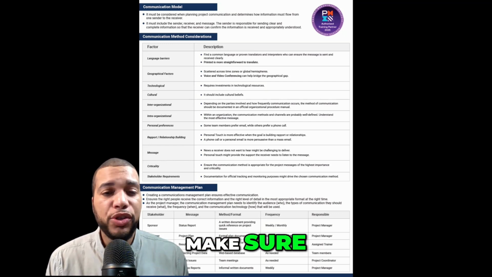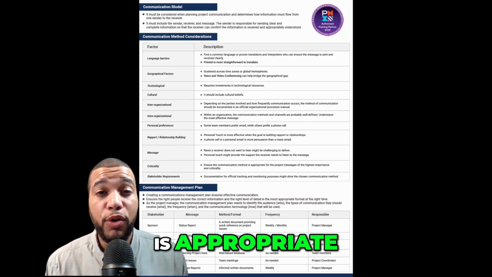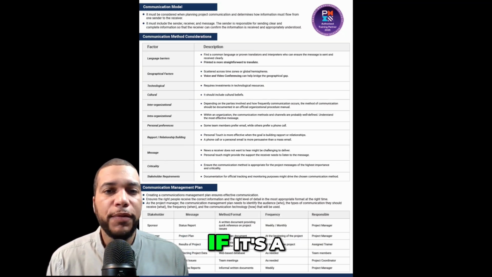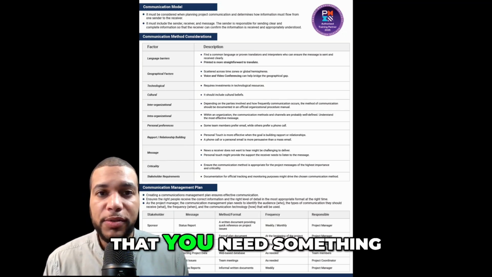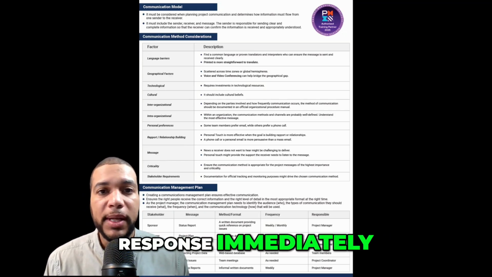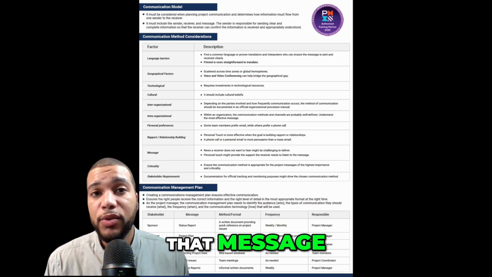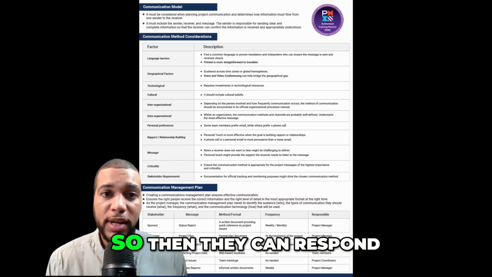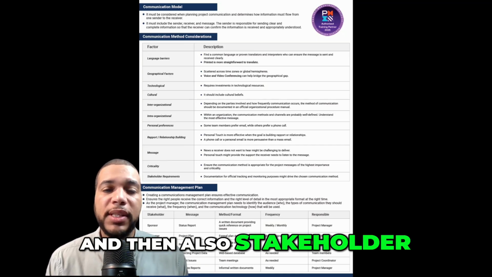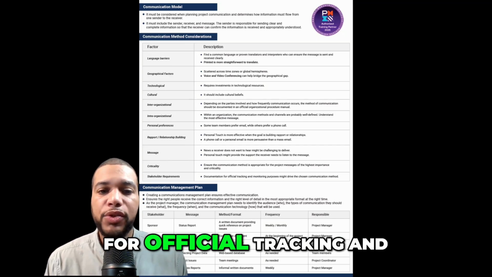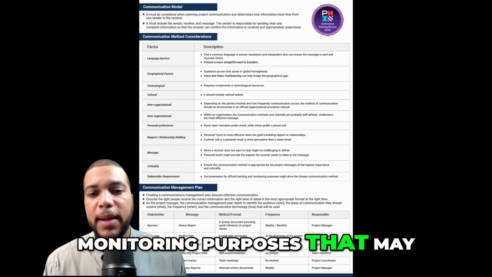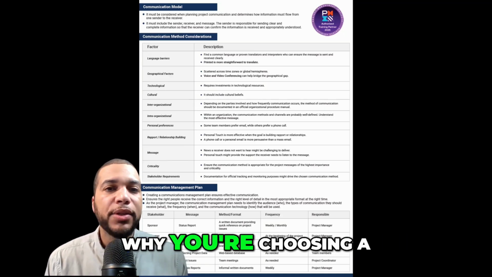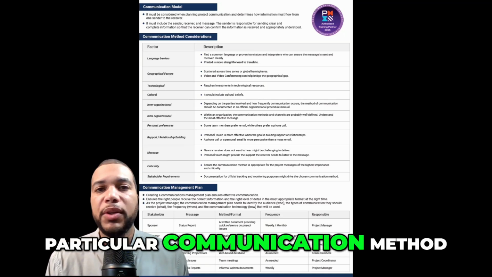And criticality, make sure that the communication method is appropriate to the project message and the importance and criticality. So if it's a very mission critical message where you need a response immediately, you need to mark that message or you need to inform the receiver how important that message is so then they can respond. And then also stakeholder requirement, documentation for official tracking and monitoring purposes that may drive the chosen communication method. So you need to make sure that you're documenting why you're choosing a particular communication method.